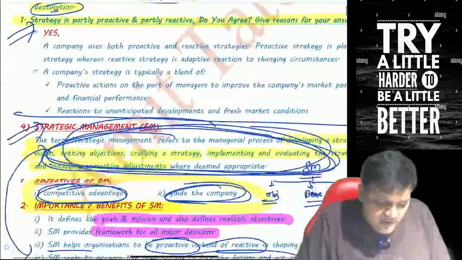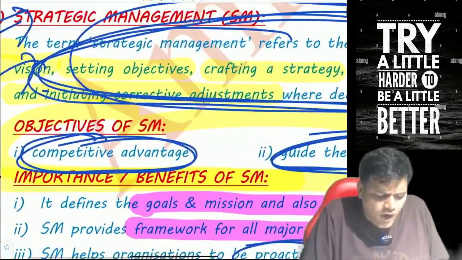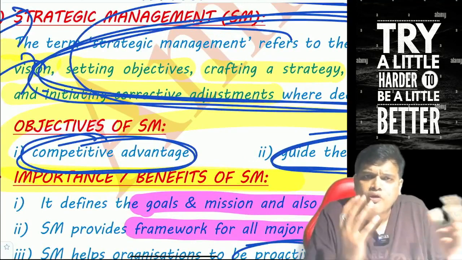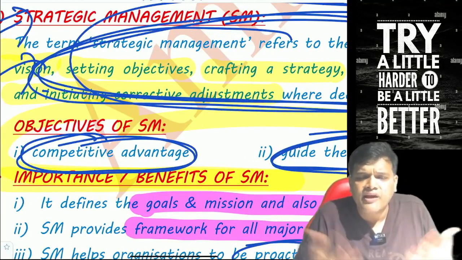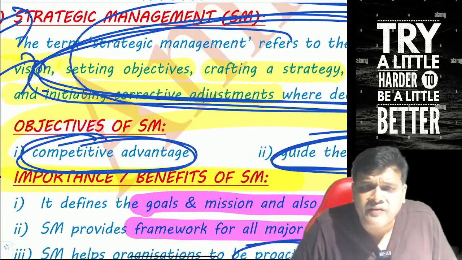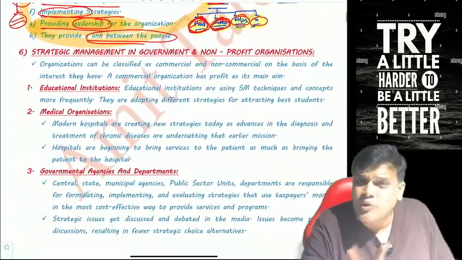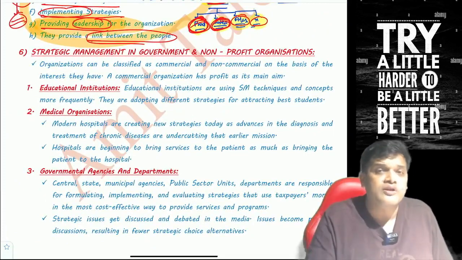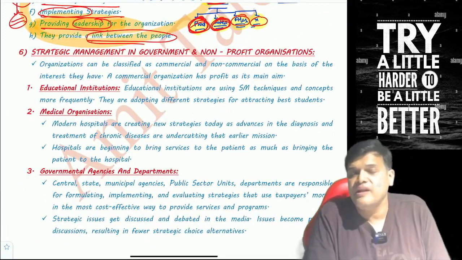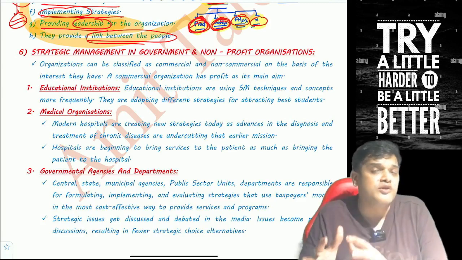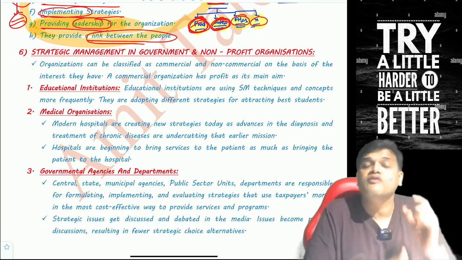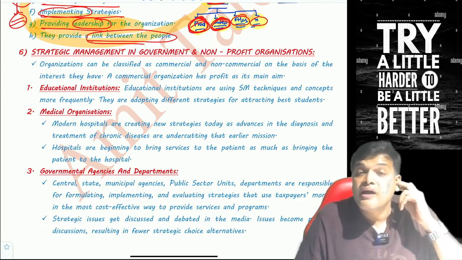Strategic management is basic. Don't you think such an NPO, non-profit organization, also wants to have a competitive advantage? The answer is yes. Why can they not use strategic management in their business? That is exactly where they give this answer: even if it is a non-commercial organization, even if profit is not a motive, strategic management can also be used. Now, they have given 3 examples in our syllabus. What are the 3 examples? One is educational institution, second is medical, and third is non-government or government organization.